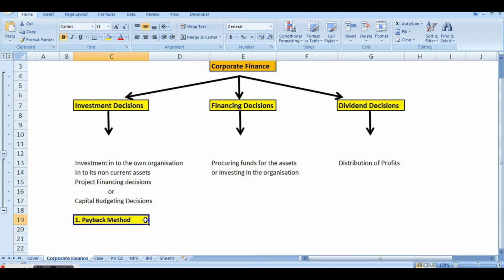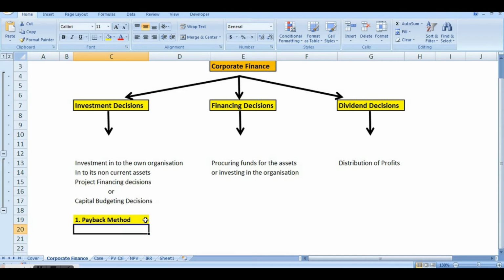Now how does it not consider time value of money? Capital budgeting decisions or project financing decisions are of the nature where the cash flows are not only in one particular year but for many years. And when there is a long-term investment involved, definitely the time will have an impact on the value of money, which is not considered in the payback method. But then how it is calculated, we will see in some time. Before that, we'll just get introduced to two other methods that we are going to study.